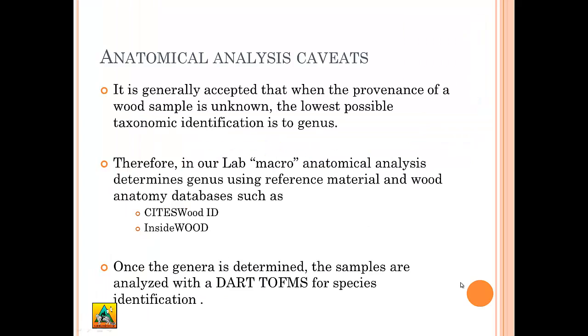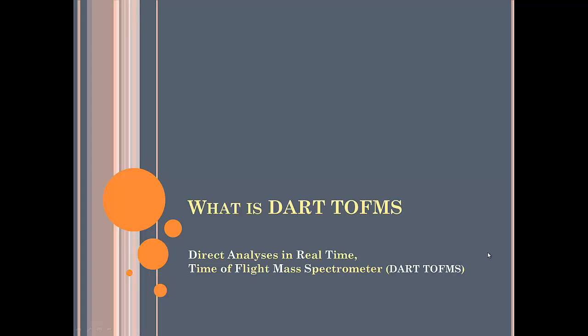In our lab, we do two things when we receive some evidence of wood. The very first step of an analysis involves using macro anatomical analysis, and to do that we use the criteria and the different features that are identified in CITES wood ID and inside wood. And once the genera is determined, then we proceed to a second step and we use mass spectrometry to do specific species identifications. So the rest of this talk is really a little bit about what is DART TOFMS and how does it apply to wood ID.